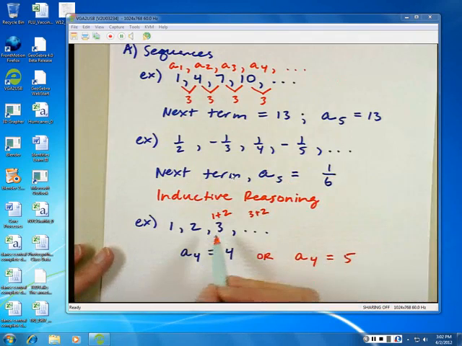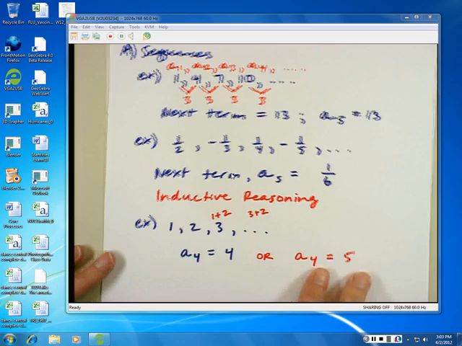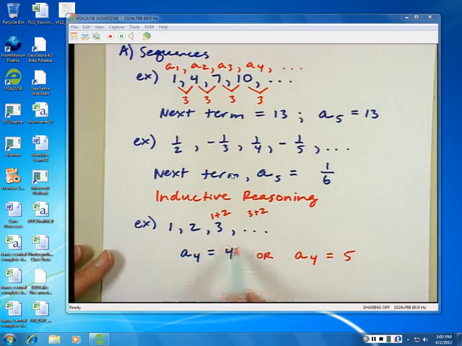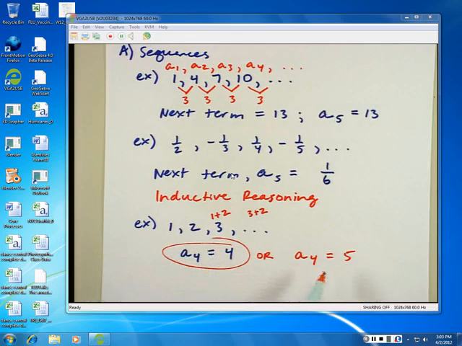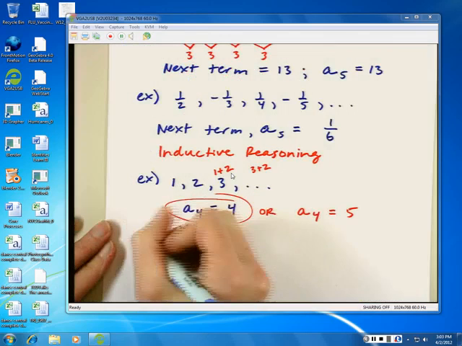So we might recognize a different pattern, especially with so few numbers given. And we could also make a conjecture that the 4th term in the sequence is 5. I think most people would guess 4, but this would be another reasonable choice for the next number. So again, inductive reasoning, there are no guarantees. We're just looking for patterns.